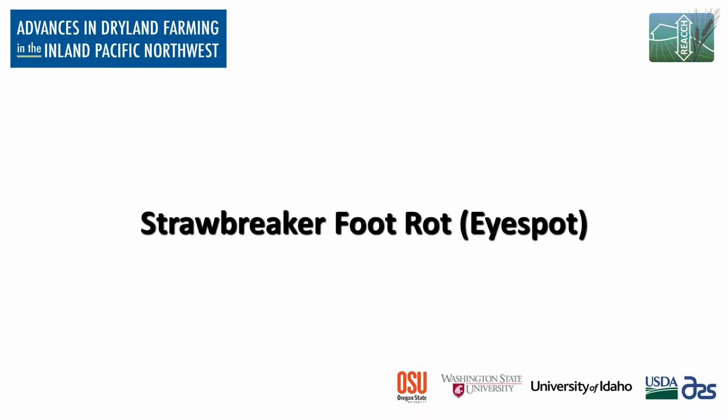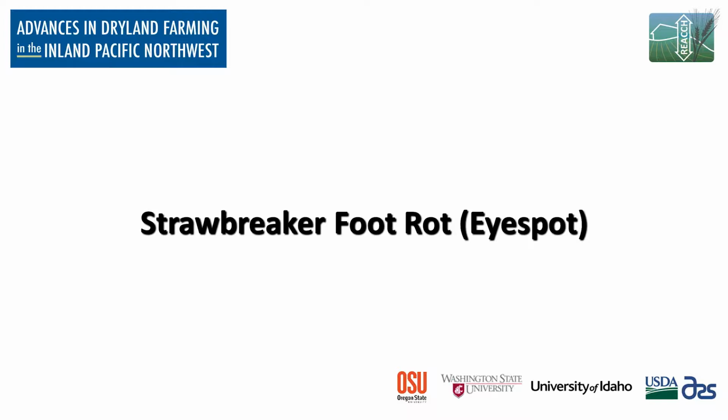So the next two diseases we're going to be talking about are diseases that move up onto the lower stem. The first is called strawbreaker foot rot, which also goes by the name of eye spot. This is primarily a disease of winter wheat. It's a bigger problem in the higher rainfall areas of eastern Washington, but you can also see it in the intermediate and dry areas. As I mentioned before, there's a number of names that it goes by, strawbreaker foot rot, or eye spot.